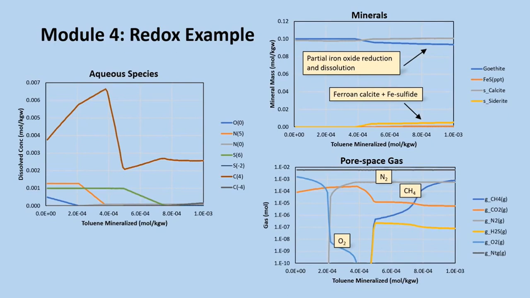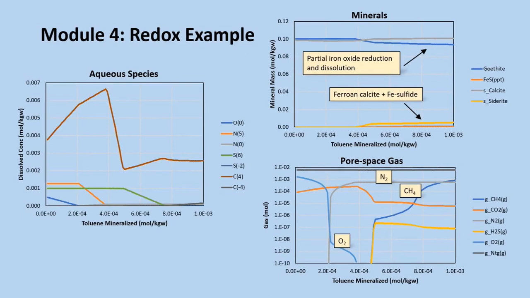We see, for example, the rapid depletion of oxygen both in the aqueous phase and in the gas phase. And this is followed by denitrification and the evolution of nitrogen gas into the gas phase. This is followed in turn by partial reductive dissolution of ferric hydroxide along with sulfate reduction. And these two lead to the precipitation of an iron sulfide phase, and we also see the development of a ferro calcite that's soaking up some of the additional ferrous iron that's generated in the problem.